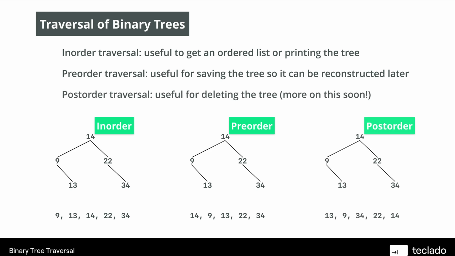And finally, post-order traversal is useful for deleting the tree. We're going to briefly talk about deleting nodes, but it is a more complicated concept in binary trees. Don't worry too much if it's not fully clear what these are for and how you implement them and how you use them. We're going to look at some code samples, as I've been saying.